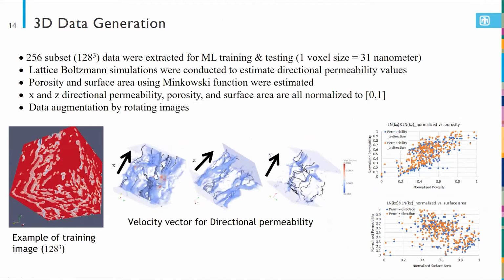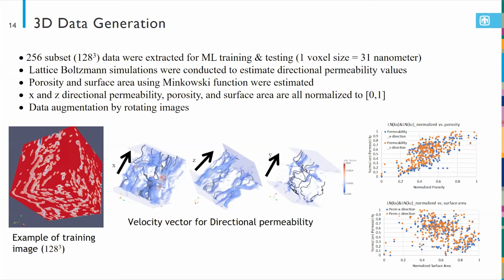Based on this 2D exercise, we developed our three-dimensional architectures with three-dimensional data. This slide shows how we generate three-dimensional data. From the original three-dimensional data I showed earlier from the focused ion beam SEM image set, we generate 256 subsets, each with a 128 cube data set.